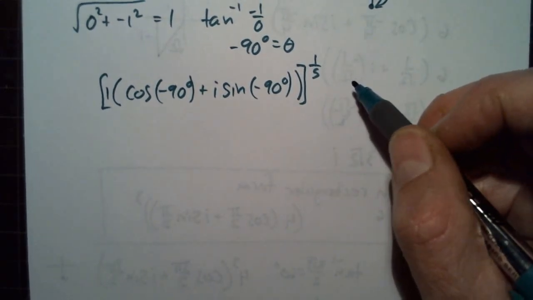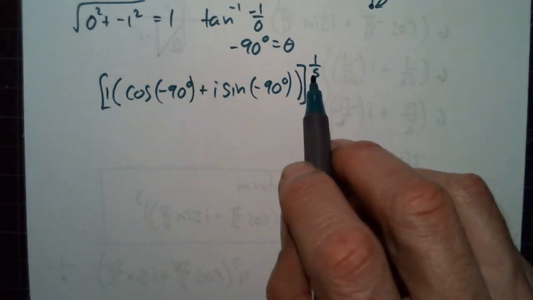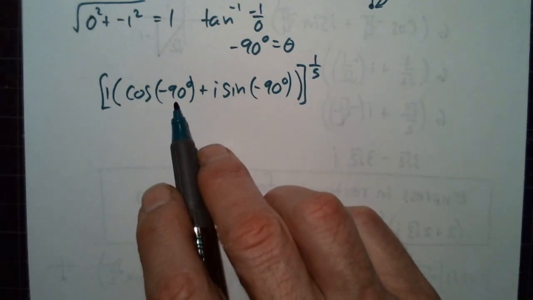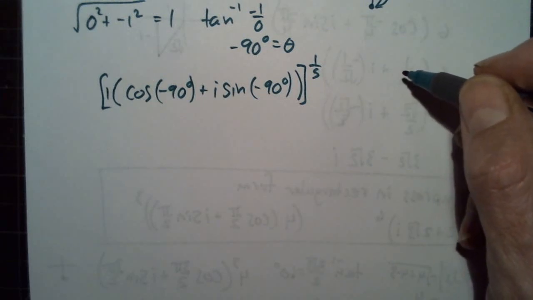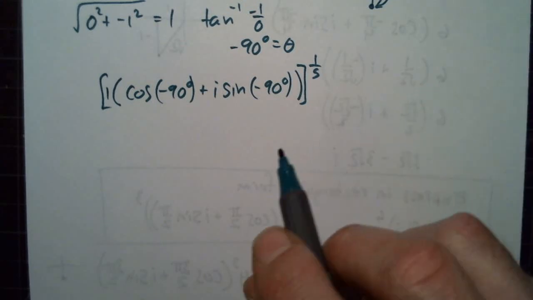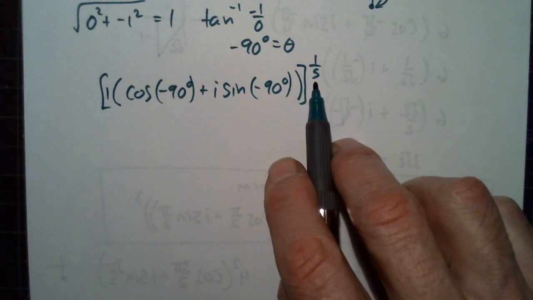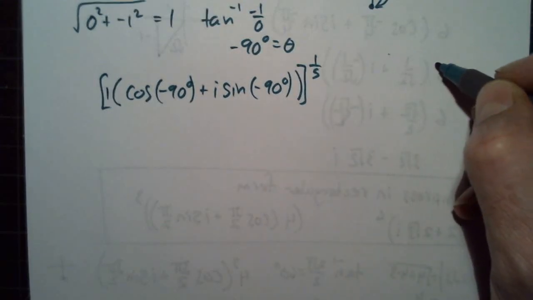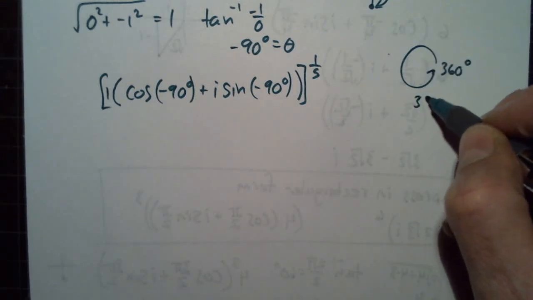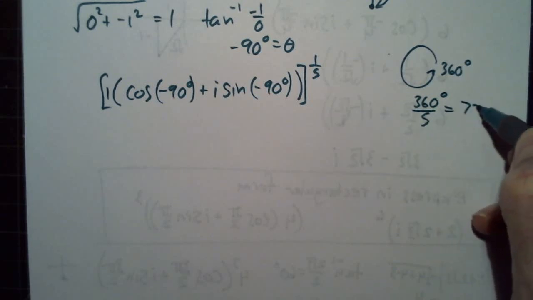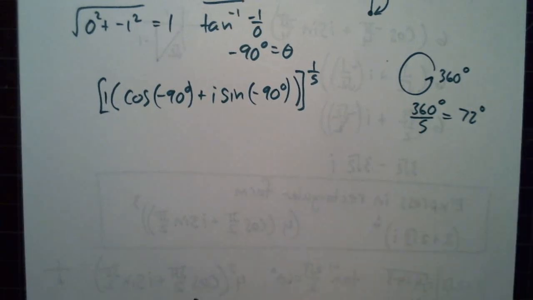So we know that we're going to multiply the angles by 1/5, and that will give us a starting angle. I'm going to tell you that the angles are evenly spaced around the circle, and we're going to have 5 evenly spaced angles. So if you have in a circle 360 degrees and you divide it by 5, then we know that 72 degrees separates each angle for each complex number.